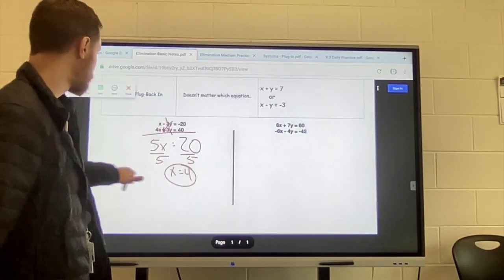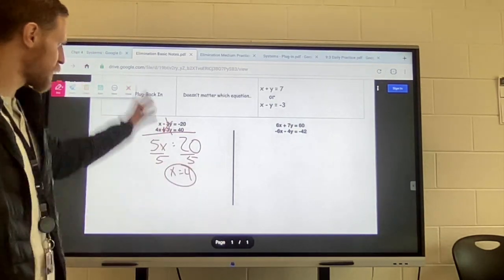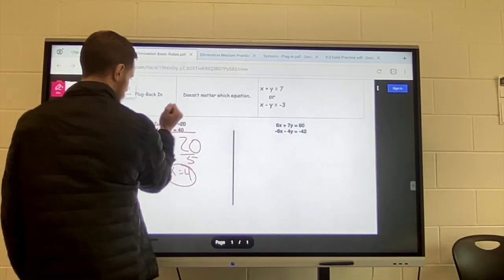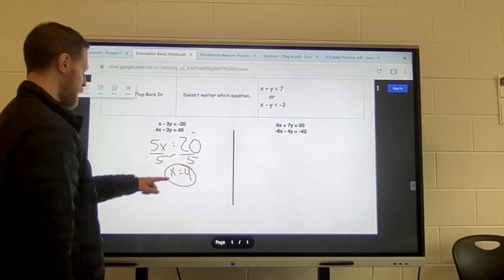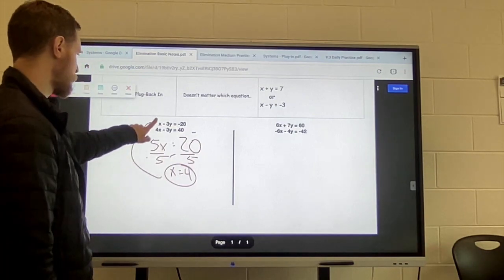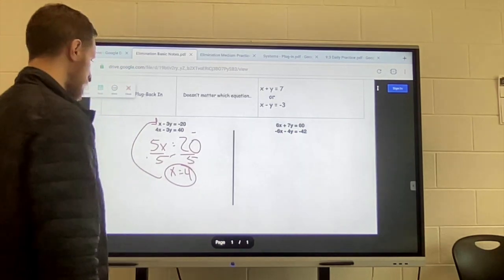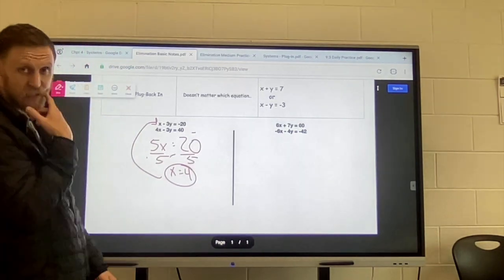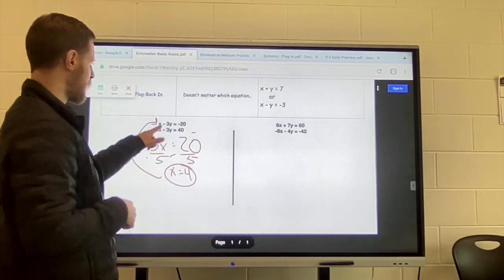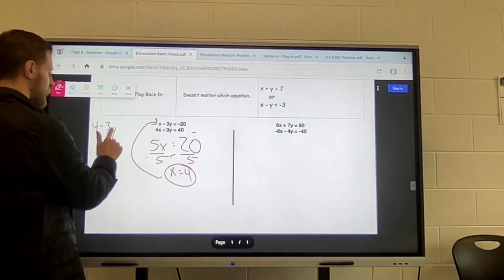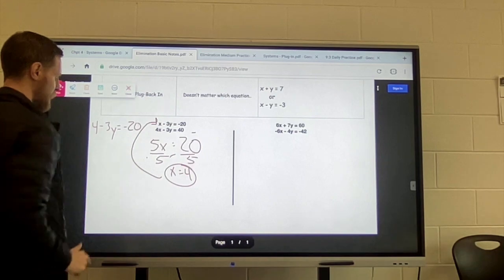So we take that 4 and we plug it back into whichever one we think is easiest. It really doesn't matter. In this case, you may want to put it back into the first equation because there's no coefficient in front of the x, and that's fine with me. Just be careful when we solve it. So I'm going to do this off to the side. I think you can still see it. 4 minus 3y equals -20.